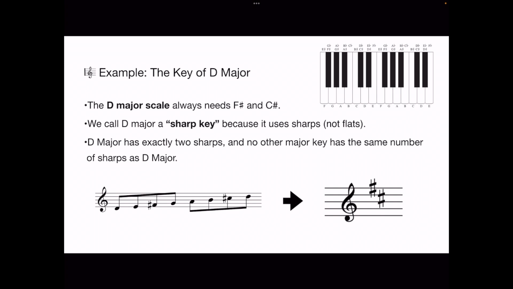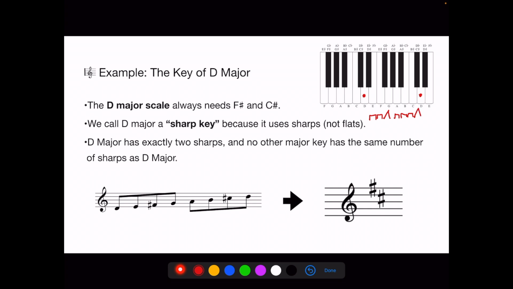Now let's look at the example of the key of D major. The D major scale always needs F sharp and C sharp. What does that mean? If you start from D and end on D, and then you work out your whole, whole, half, whole, whole, whole, half, you will get D, E, F sharp, G, A, B, C sharp, and D. We have F sharp and C sharp all the time.